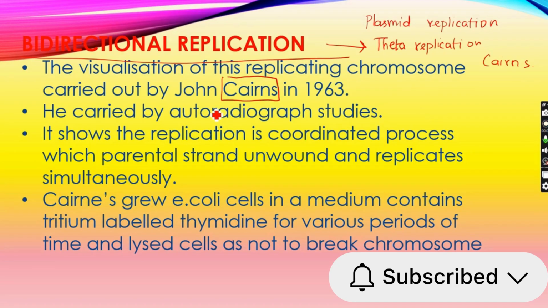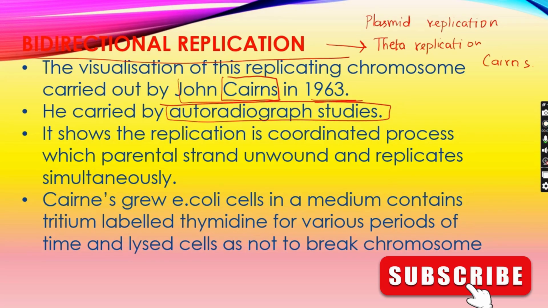It was first visualized by John Cairns in 1963 in the chromosomes of plasmid. He found it through autoradiographic studies. First, a plasmid DNA is present as a double-stranded circular DNA. It has an origin for replication, where the replication is going to start off. It was present inside a bacterial cell.